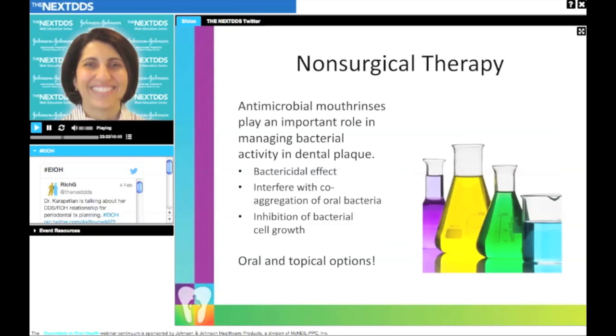So the next slide talks about antimicrobial mouth rinses and the role that they play in the non-surgical phase. I am not a fan of antimicrobial rinses. I think it gives the patient a false sense of cleanliness, if you will. I prefer the patient to use an electric toothbrush, brushing 2 times a day for 2 minutes, and then to floss at least once a day.